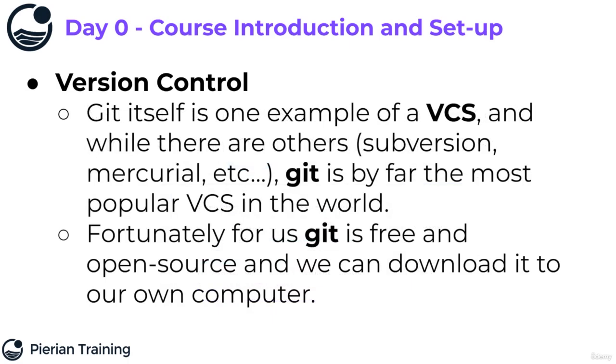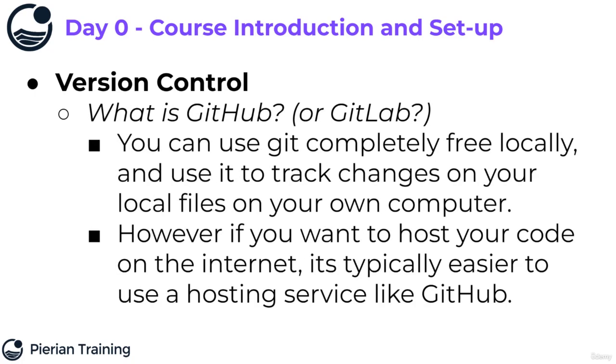Git itself is one example of a version control system. And while there are others, so maybe you've heard of Subversion or Mercurial, etc., Git is by far the most popular version control system in the world. And fortunately for us, Git is free and open source, and we can download it onto our own computer.